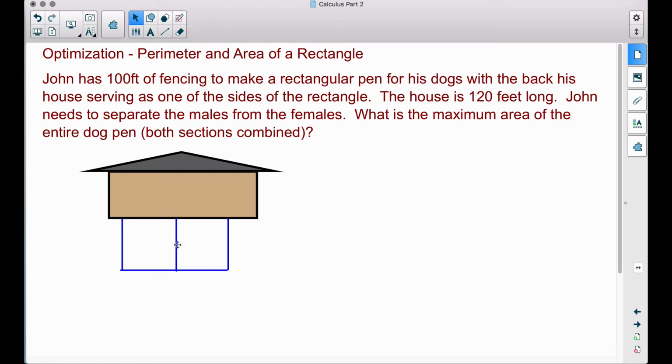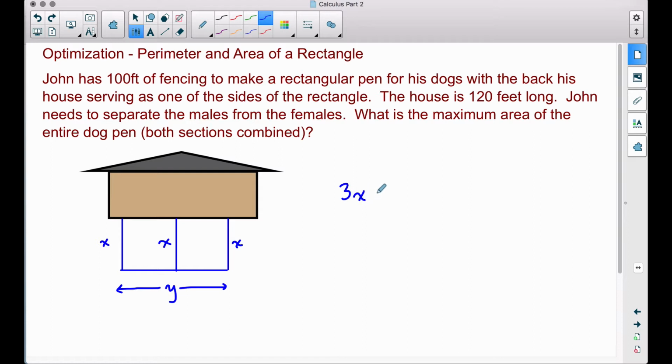So the main difference in this one is that I have this additional piece of fence here, and we're going to need to put some fence here, here, here, and one all the way across. Now you don't have to label it this way, but I'm going to do x plus x plus x plus y is going to be the entire 100 feet of fencing. Again, John is using the back of his house for one side of this rectangle. Therefore, the perimeter, if you will, or the amount of fence is going to be 3x's plus that longer side y is equal to 100.